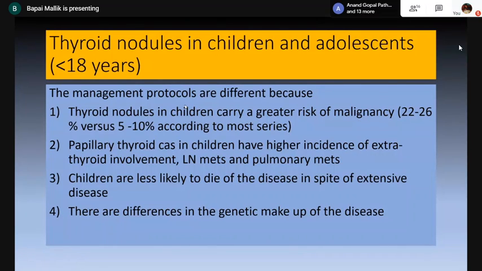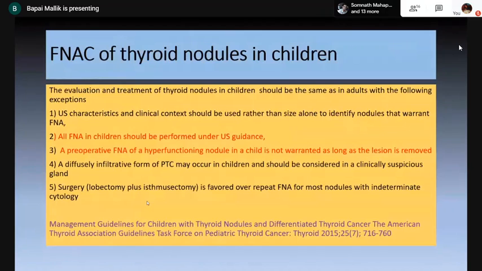Thyroid nodules are less common in children. However, in children, the risk of malignancy is higher as compared to adults, according to most series. Next, papillary thyroid carcinomas in children have a higher incidence of extrathyroid involvement. They have a higher incidence of lymph node metastasis and pulmonary metastasis. However, the good news is that children are less likely to die of disease in spite of extensive disease. And of course, there are differences in the genetic makeup of the disease, and I'm not going to go into the details of this in this particular webinar.